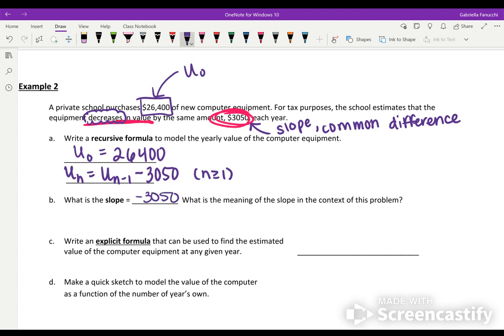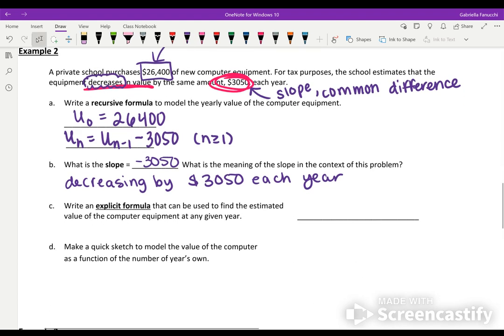What is the meaning of the slope in the context of this problem? It's decreasing by $3,050 each year. So again, slope has to be a rate of change. It has to be a rate of change. So it's like this amount of dollars per year it's decreasing by.